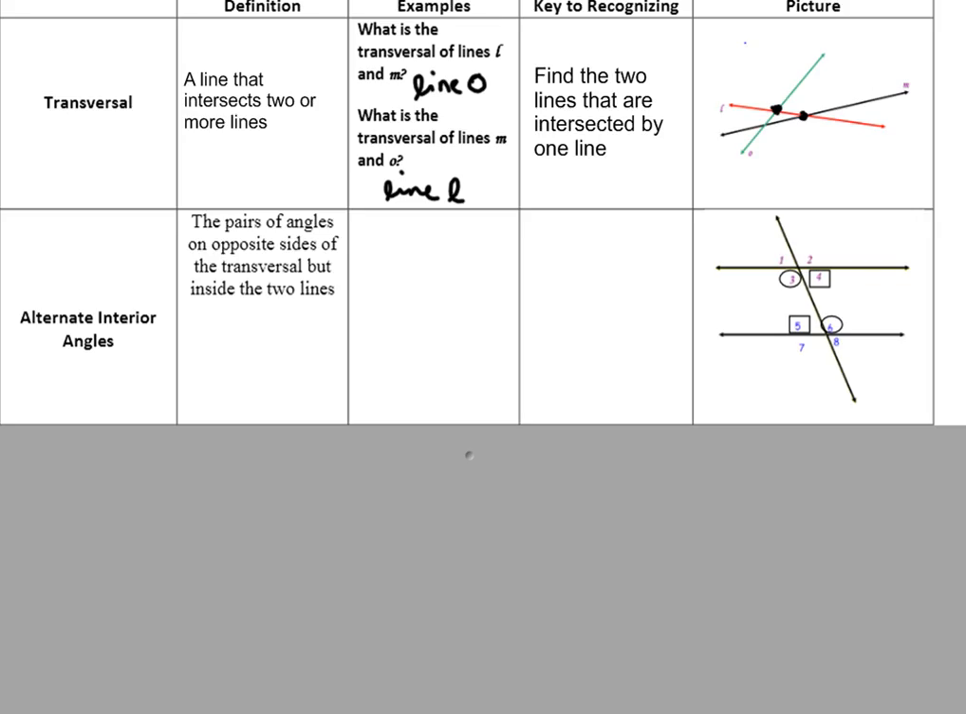Okay, two lines that are intersected by a transversal. See, these two lines have been intersected by this transversal. When that occurs, we're going to have a whole bunch of different angle pairs. The first angle pair is called alternate interior angles. Alternate interior angles are a pair of angles on opposite sides of the transversal. So here's one side of the transversal, here's the other side of the transversal. But they're inside the two lines. Alternate interior angles look like a Z. So this angle 6 and angle 3 form alternate interior angles.